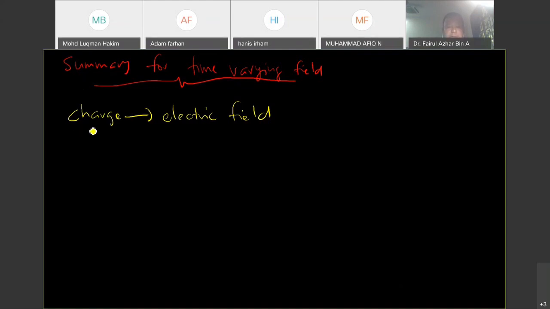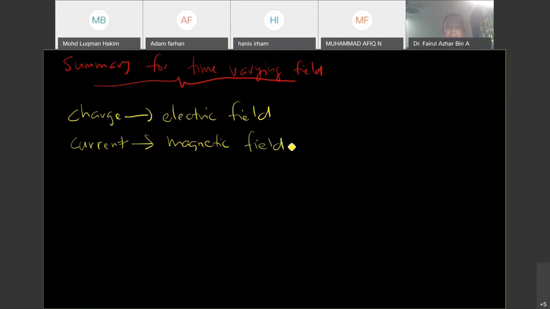And second, whenever the charge is moved from one point to another, or the charge changes its value from one value to another, in either form, basically a current will be produced from that activity. And whenever we have a current, we can generate a magnetic field, because current is the source for the magnetic field.